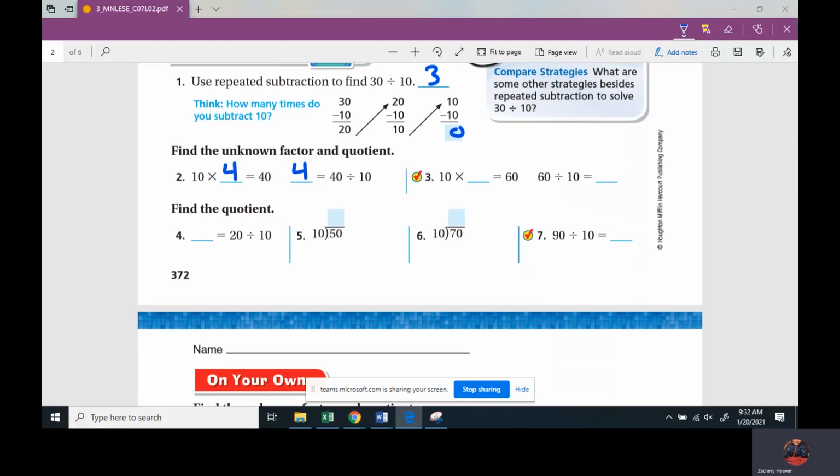Adeline, 10 times what makes 60? 6. So 60 divided by 10 is going to be 6, because I got to skip count 10 to 60. Jack, 20 divided by 10? 2.